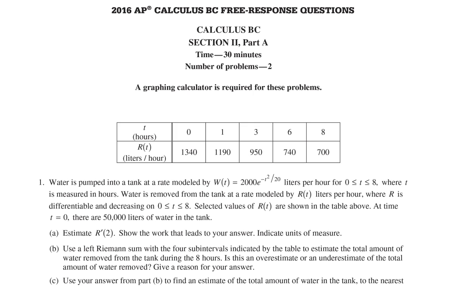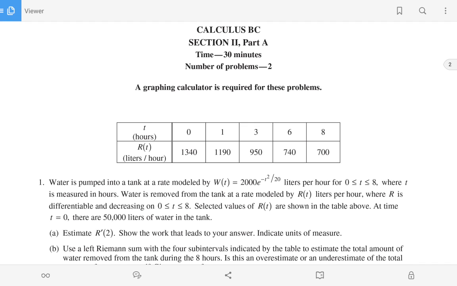So what is it going to be? Well, look at the first 2 entries in the table. If delta T is 1, the base of the Riemann rectangle is 1, the height is 1340. Then from T equals 1 to T equals 3, delta T is 2, and the height of the left Riemann rectangle is 1190. And then from 3 to 6, delta T is 3, and the height is 950. And from 6 to 8, the base of the Riemann rectangle is 2, and the height, R of 6, is 740. Alright, so just put that in the calculator.